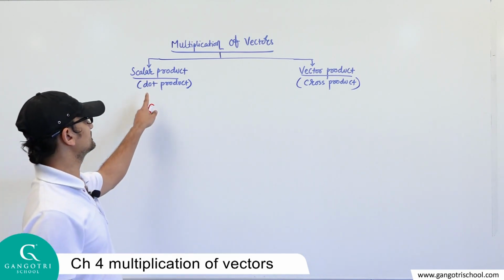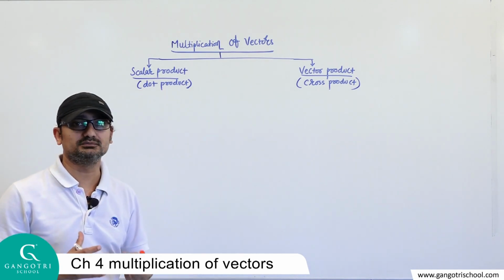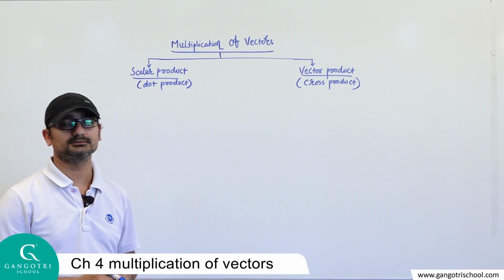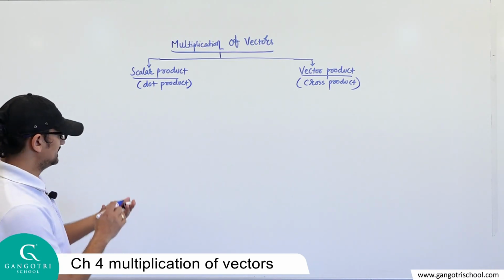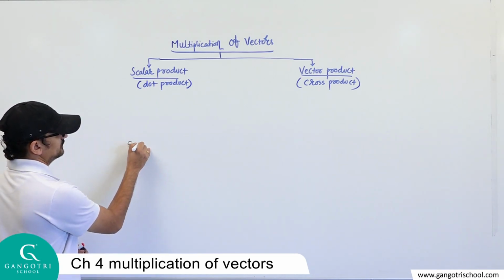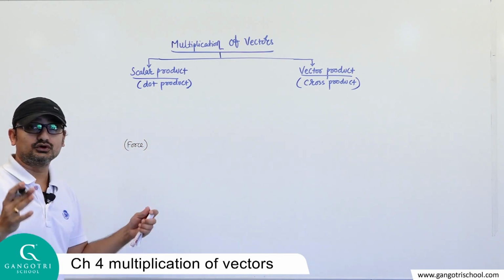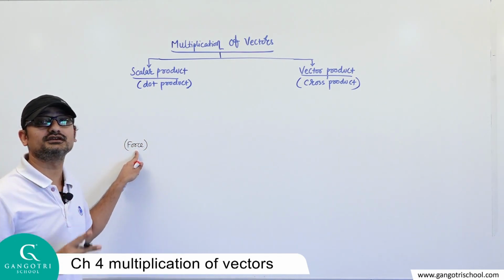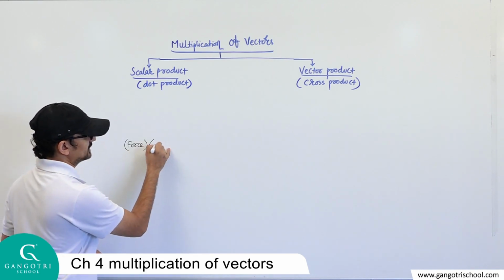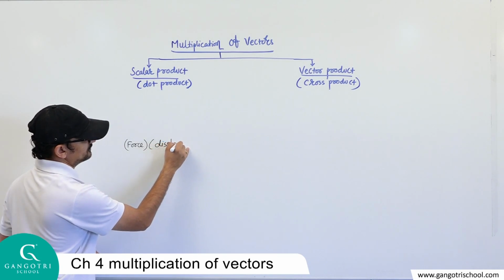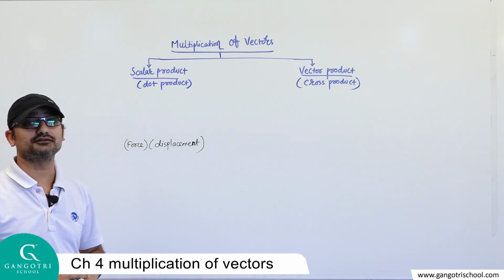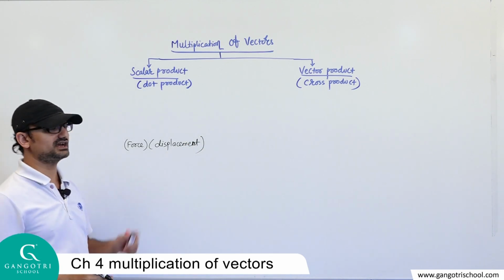Okay, so first of all, let's understand the meaning of these two. What is the meaning of scalar product and what is the meaning of cross product, vector product? I'll give you one example. Look at this example. We all know force is a vector physical quantity. It requires both magnitude as well as direction. Similarly, displacement is also a vector physical quantity. It requires both magnitude and direction.